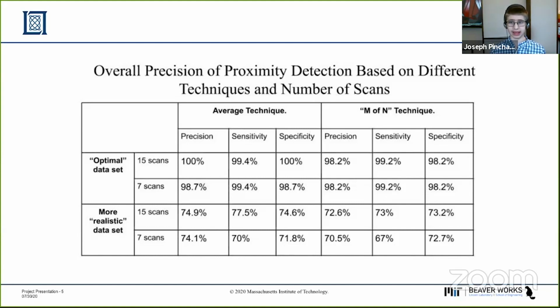Looking at the more realistic data set, we see very small changes in precision and specificity between 7 and 15 scans. However, we also do see slightly higher changes in sensitivity. However, in the big picture, these changes are still not very big, and when implemented, the decision will need to be made about whether these small gains are worth doubling the number of scans and therefore the battery power usage. Therefore, I came to the conclusion that Bluetooth-based proximity detection can be done without very many scans.